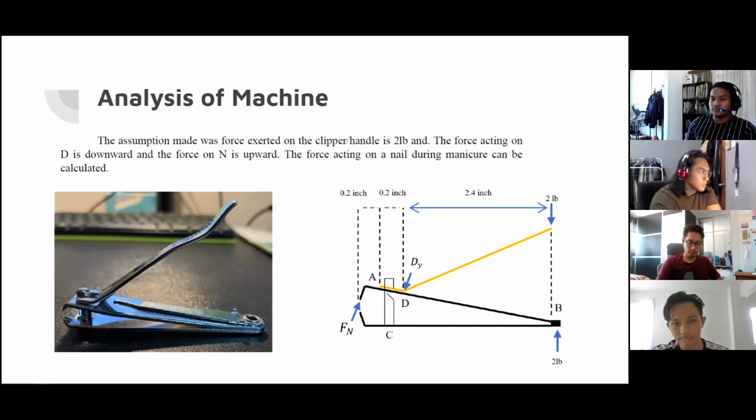So we can count how much force is acting on our nail when we use the nail clipper. So from the real nail clipper picture over there, we can create a free body diagram with approximate measurements of the nail clipper. Okay, so next slide.